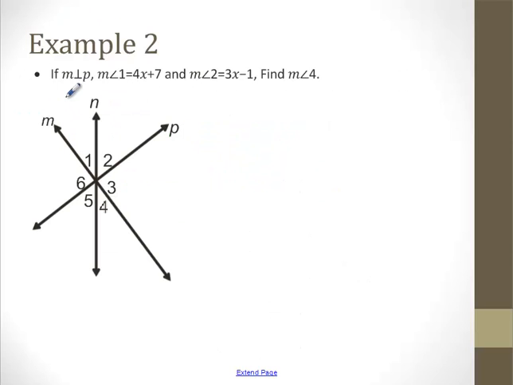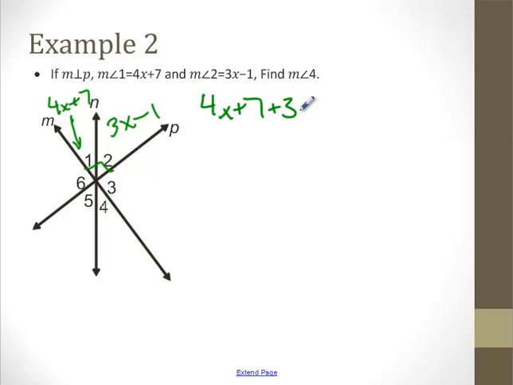Now when we look at this picture, we have line M is perpendicular to line P, meaning this is a right angle. Line M and line P make a right angle. Angle 1 is 4x plus 7, and angle 2 is 3x minus 1. So I'm going to use the fact that those two form this right angle, which means they're complementary, to help me find x.